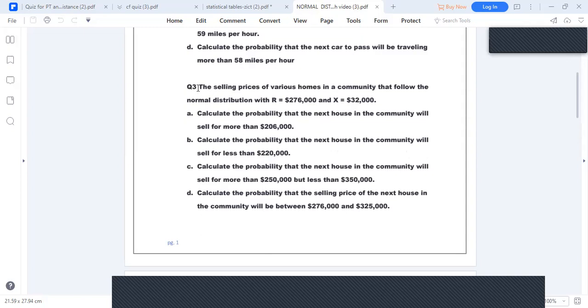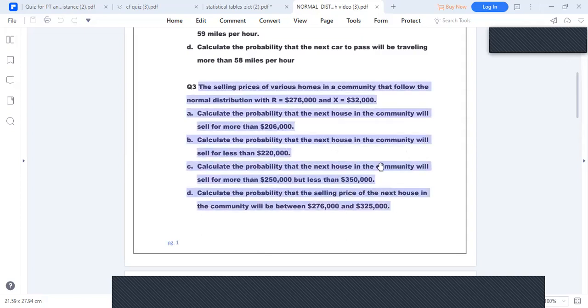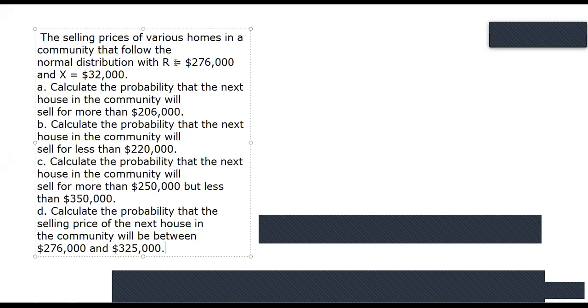So now, let's answer these questions before I proceed with intervals. Just a typing error there. This is mean and standard deviation. Okay, what are we given here? Can somebody extrapolate the data? The mean is what? 276. The standard deviation is what? 32. Part A, what is part A asking for?